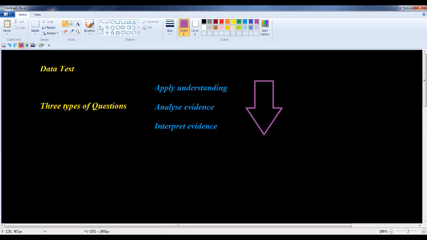Hi, hello. Today we are going to talk about what is a data test. In a data test, there are three types of questions: apply understanding, analyze evidence, interpret evidence.